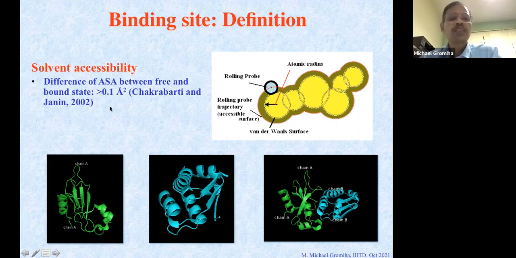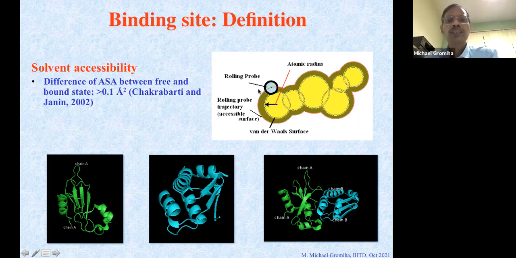Here, Chakrabarti and Janin use a cutoff of 0.1 angstrom squared. Usually 1 angstrom squared is used to identify the binding site residues using solvent accessibility. Solvent accessibility is obtained by rolling a water molecule of 1.4 angstrom on the surface of these protein complexes or the proteins, and we can see how much it can penetrate into the van der Waals surface of each atom in a protein.